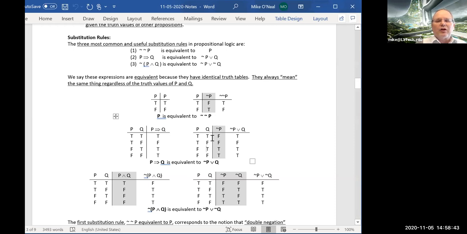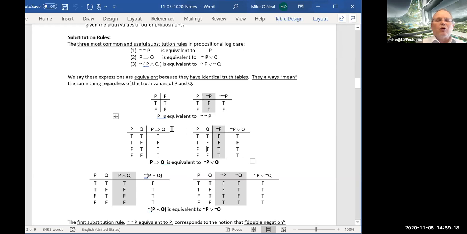So true or false, using the definition of OR, is true. False or false, using the definition of OR, is false. True or true is true. And false or true is true. So the truth value for not P or Q is true, false, true, true. Compare that to the truth table for P implies Q. True, false, true, true. That means they have exactly the same truth table. They have exactly the same definition.